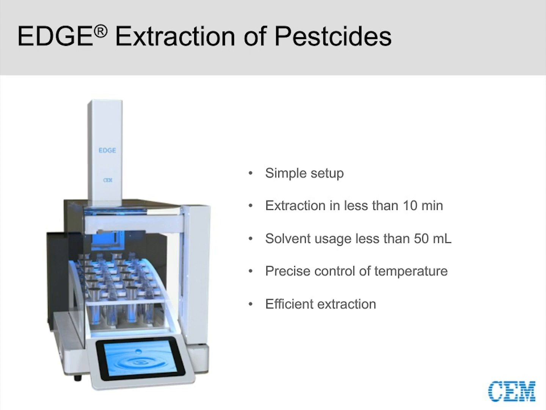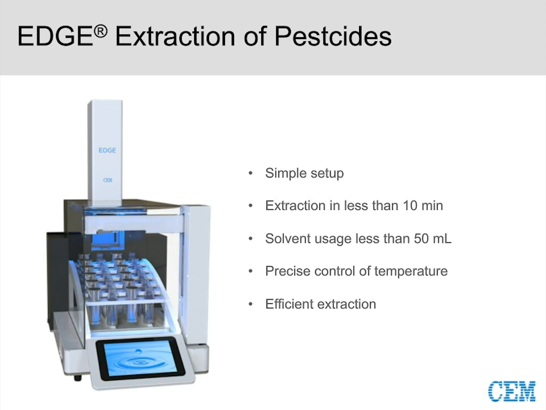Precise control of temperature is key. I know for a lot of you guys listening, you're probably thinking pesticides and temperature, no, this is not good, and you'd be right. Certain pesticides do not lend themselves to higher temperatures. You certainly are going to see a drop-off of recovery if you use high temperatures. So I want you to know that temperature is only an option on the EDGE. It is not required. So you can run at room temperature if you would like. For our method, we are going to heat slightly to 40 degrees C, but again, it's an option. So that's up to your discretion on what you run there.